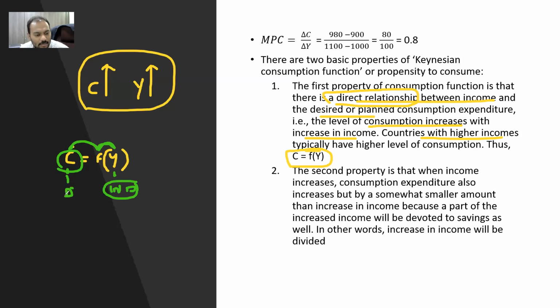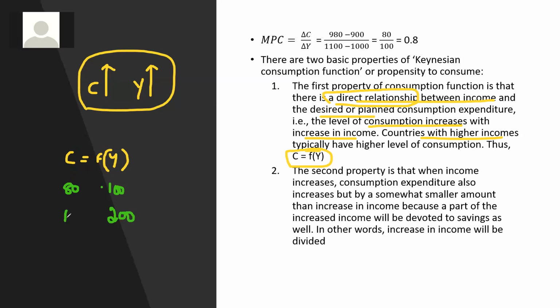Let's take some simple numerical examples to understand this. For example, your income is 100. Your consumption is 80. Now your income increases to 200. Will your consumption also change? So your consumption, how much you are consuming, is it depending on your income? So that's called C is equal to f of Y, meaning consumption is a function of income.